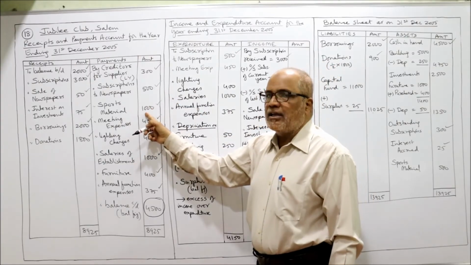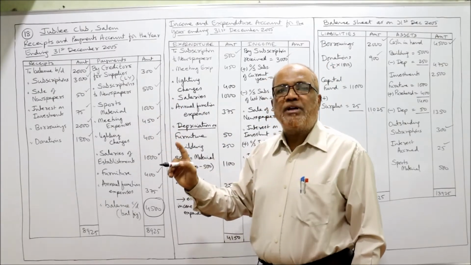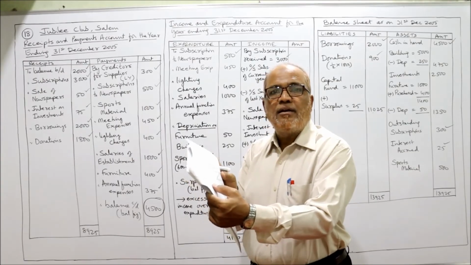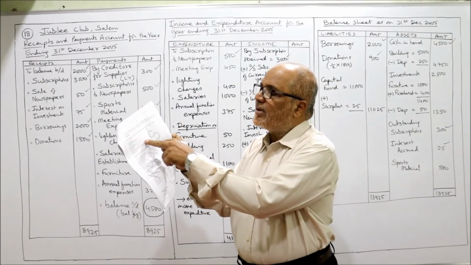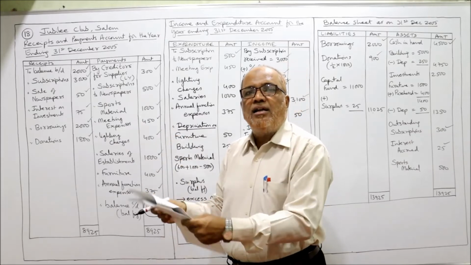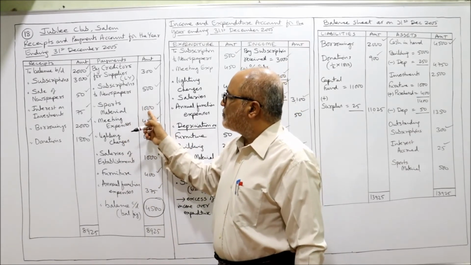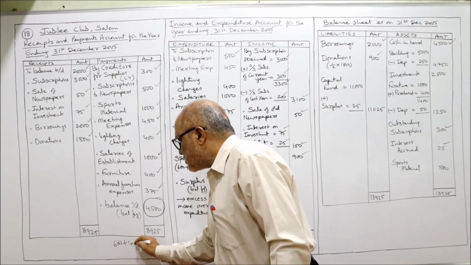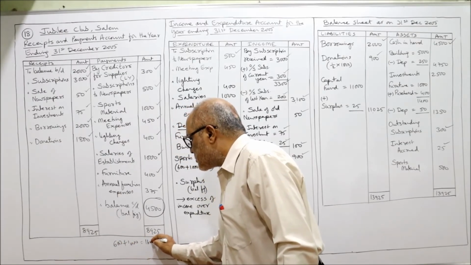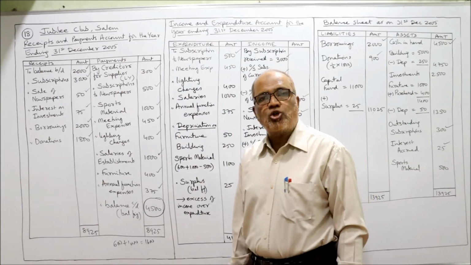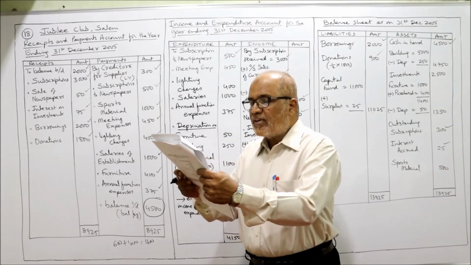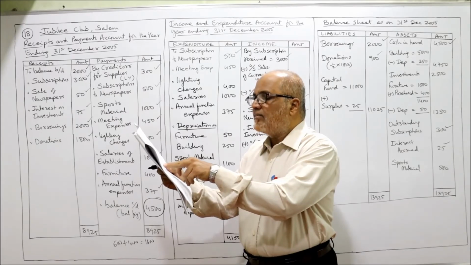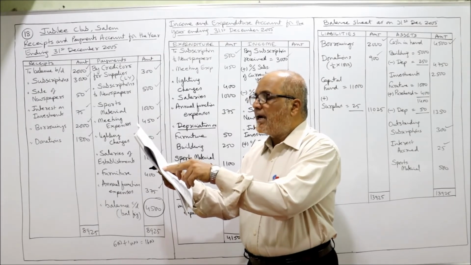Then sports material. Actually, sports material at the beginning of the year, how much? 600. Beginning of the year, 1st January, sports material 600. And during the year, sports material purchased 1000. So 600 plus 1000 is equal to 1600. 1600 should be the sports material. But the value of sports material at the end of the year is given here. Sports material at the end 500.